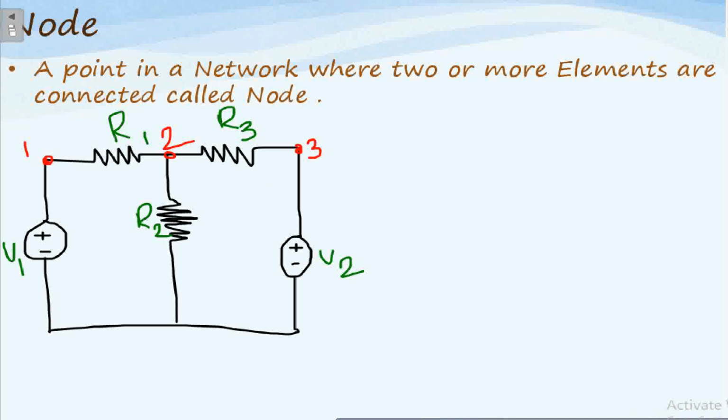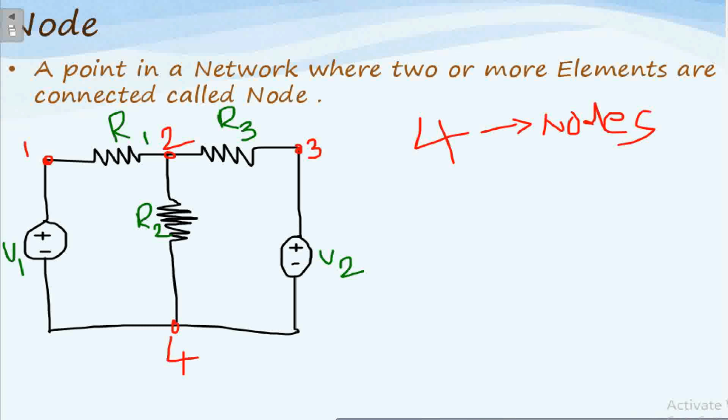At node 3, 2 elements are connected: R3 and V2. And we have one more node, this is your fourth node. Here V1, R2 and V2 are connected. So totally this circuit is having 4 nodes. Till now we have seen about the branch and node.